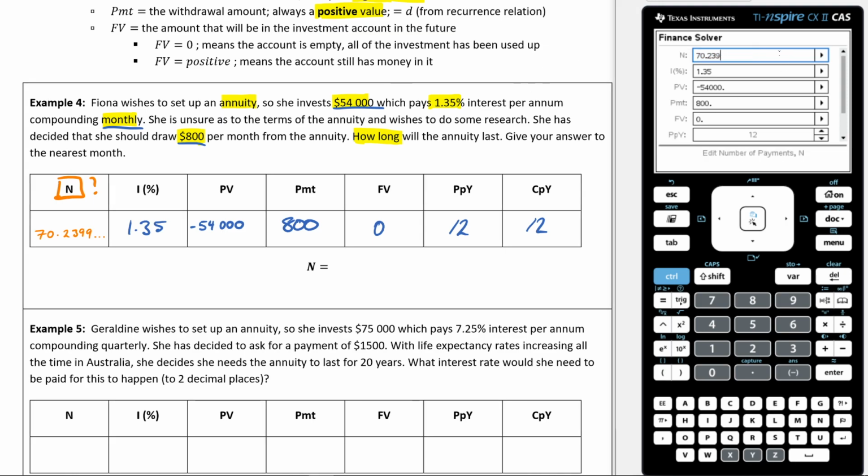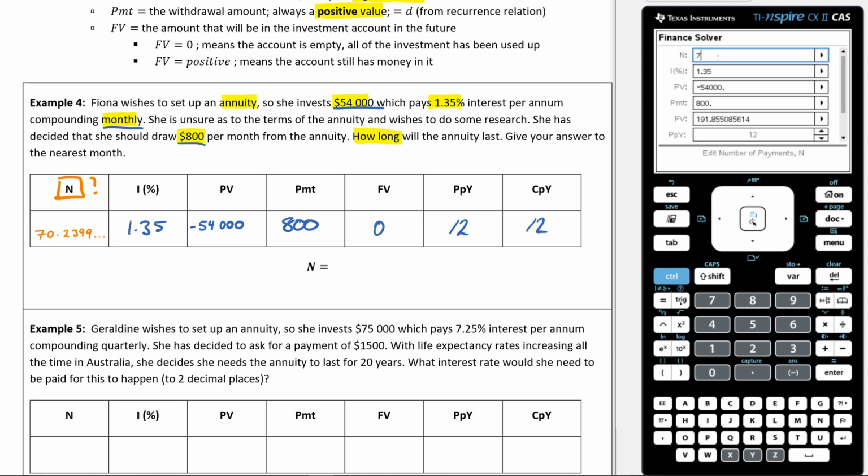So what I'm saying here is after 70 months, she has no more money in this thing. After 70 months, she has no more money. Well, let's figure out how much money she's going to have after 70 months. I hit enter. And as you can see, I've got a positive value here. And the positive value is going to be $191. Now, remember, she wants to withdraw $800 per month. As you can see, I don't have left in the account more than 800.